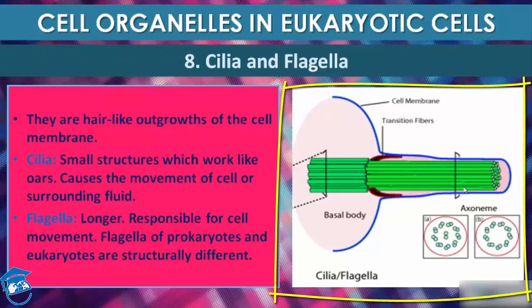So the axoneme contains several microtubules that run parallel to the long axis. See, these all are running parallel to each other, right? The axoneme usually has 9 pairs of doublets, radially arranged peripheral microtubules, and a pair of centrally located microtubules. Such an arrangement of axonemal microtubules is referred to as a 9+2 array.